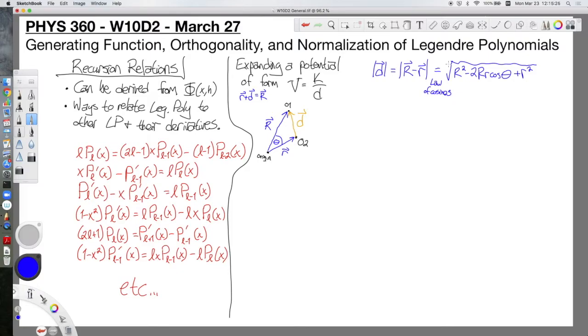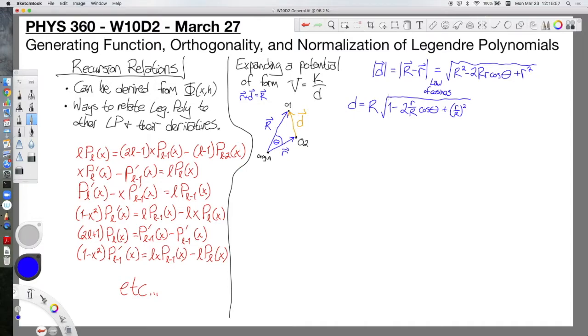So we can get a little clever with how we define this. d, our magnitude, we're going to pull an R out front. R times the square root of 1 minus 2 times, this time, little r over big R, cosine theta still, plus little r over big R quantity squared, all of that under the square root. There we go.